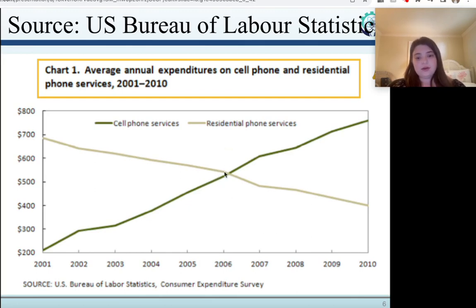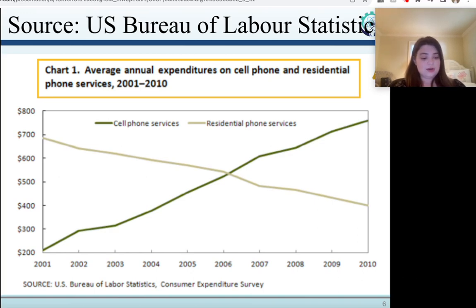Right, we'll see that over here, the light green line is above the dark green line, which means that residential phone services are costing Americans more money during these years than cell phone services are, or that the Americans are choosing to spend more on the residential services than the cell phone services. Whatever way you'd like to look at it, either way is fine. And then past 2006, right past this point, we have the dark green line is greater than the light green line, because the dark green line in this situation is the cell phone services, right? And the light green line is the residential phone services.